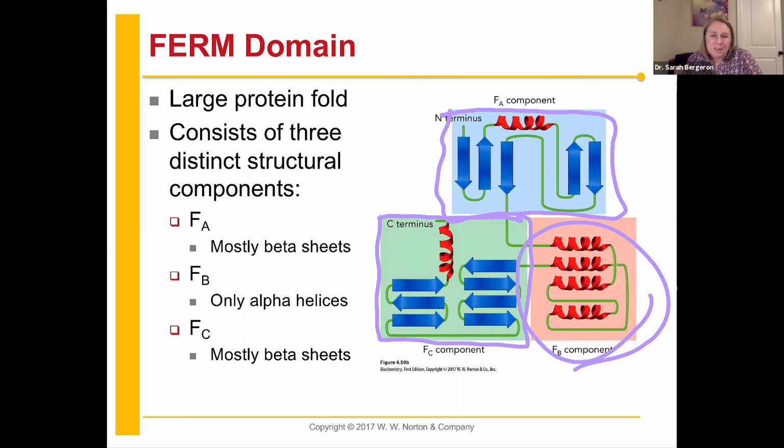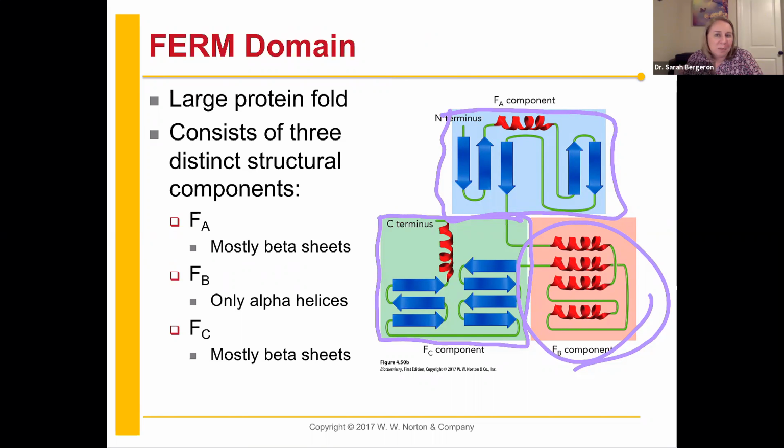But this is something really interesting, right? All these cytoskeletal proteins have this FERM domain, but the proteins have less than 30% identity to one another, yet still contain these FERM domains. So you can have very similar tertiary structures, but not sequence homology.